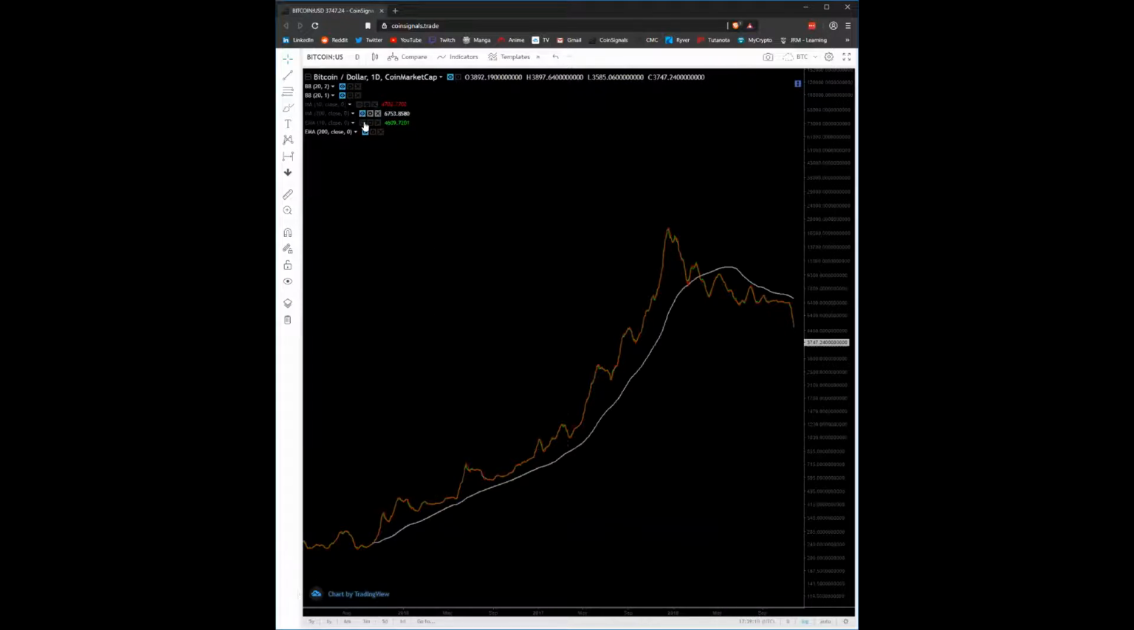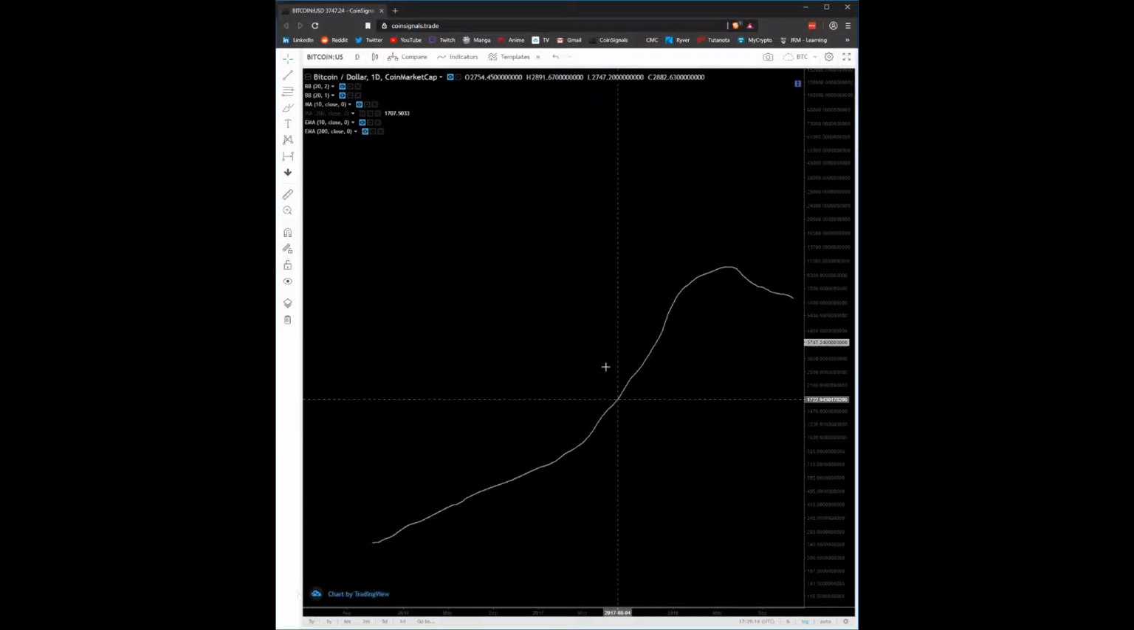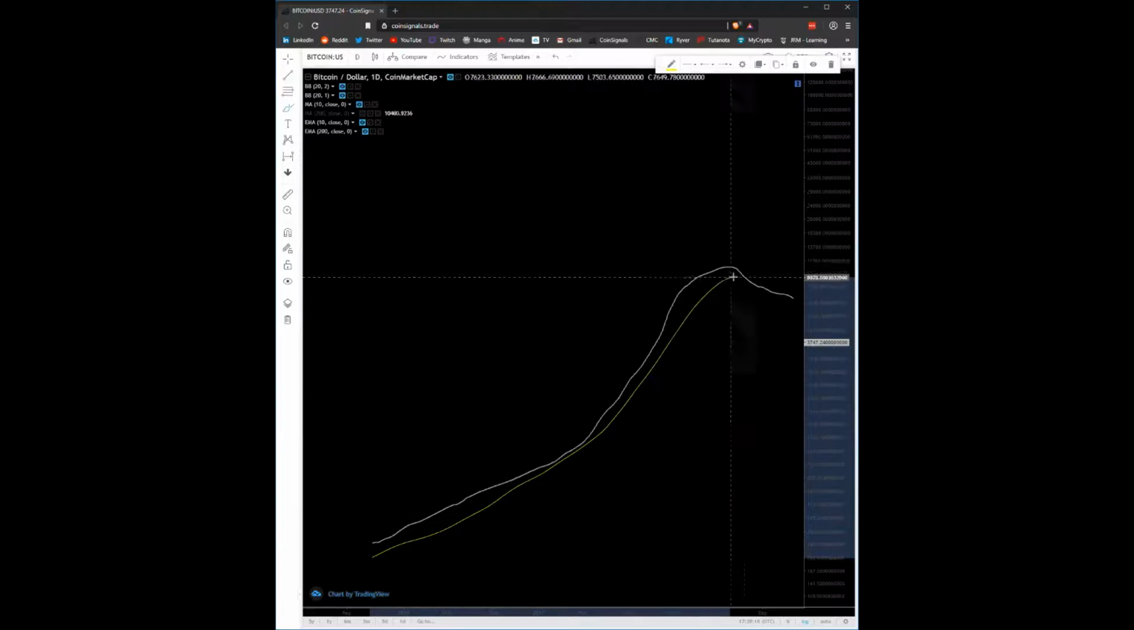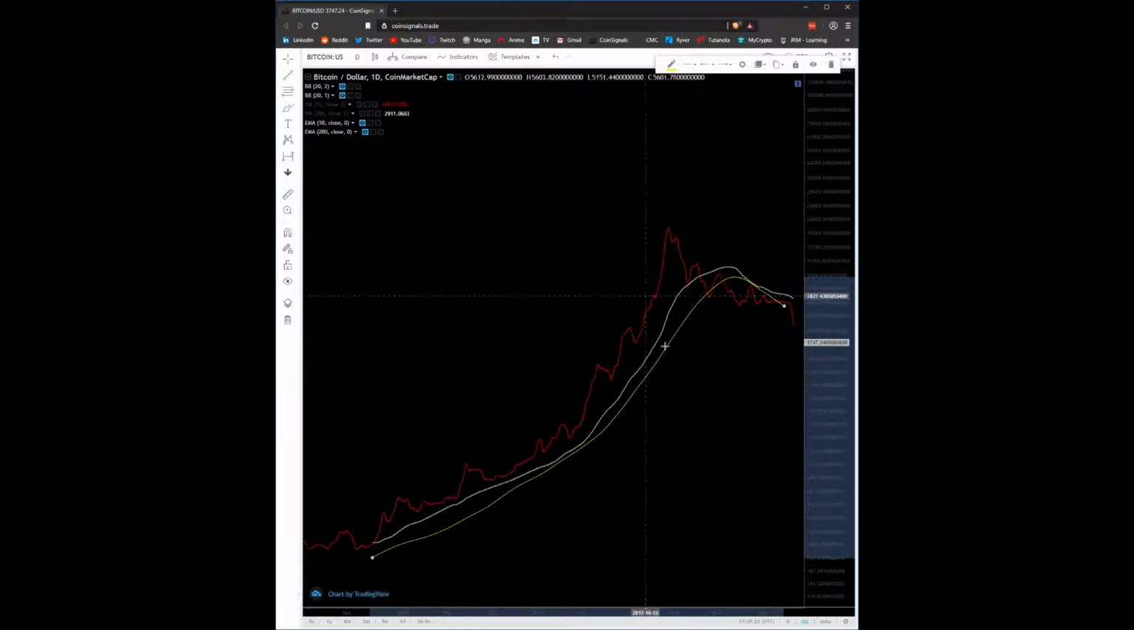Now, if you had the 200 and I hid my shorter period ones, you can tell Bitcoin was going up and now it's going down, right? We can see that, but we can't truly see price action the way we can with the 10 period moving average because it reacts more to price. Right? It makes sense, right?